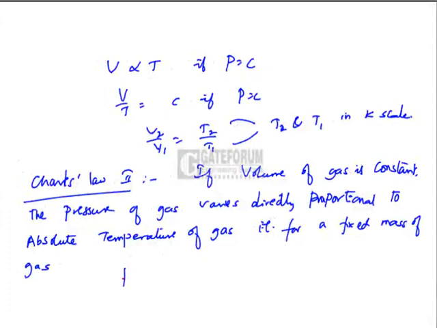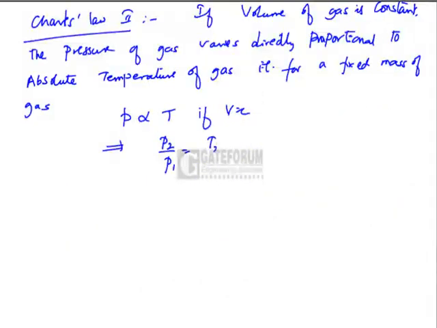Mathematically, P is directly proportional to T if V is equal to constant, implies P2 by P1 is equal to T2 by T1, provided T2 and T1 in Kelvin temperatures or absolute temperatures. We have to add 273 to the Celsius scale to get the absolute temperature. The T1 and T2 should be only in Kelvin scale. If the pressure gets doubled, the absolute temperature also gets doubled if volume is constant for a fixed mass of gas.